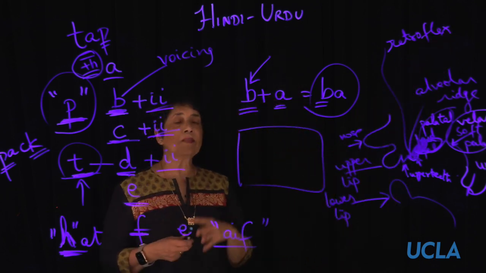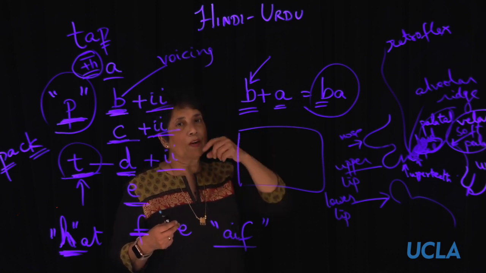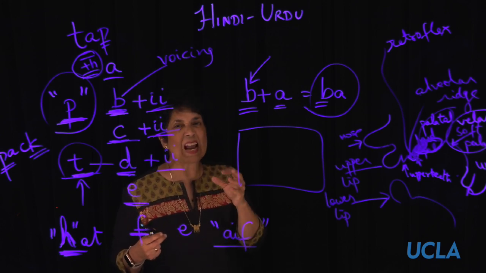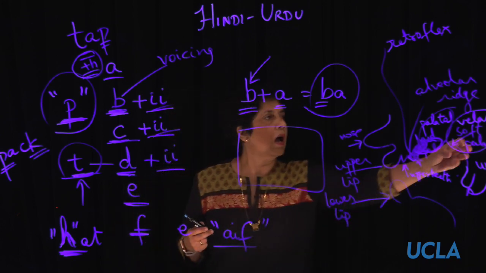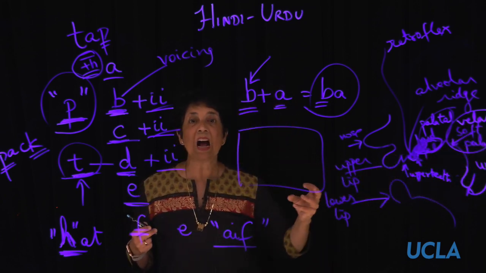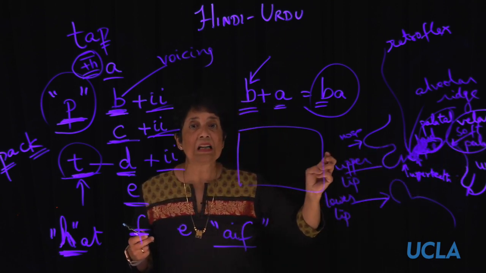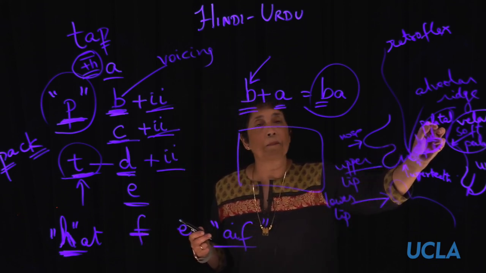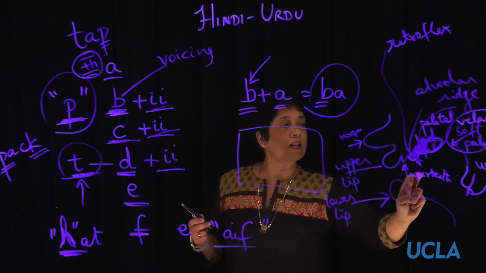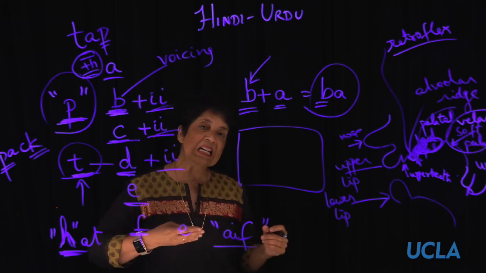Why do we call it retroflex? We curl the tongue back, right? Retro. We flex it back, obstruct the airflow, release. Something like ta. If we block the airflow at the uvula, you get ka. You block it at the velar region, you get ka. You block it at the palate, you get cha. You block it at the retroflex area, you get ta.